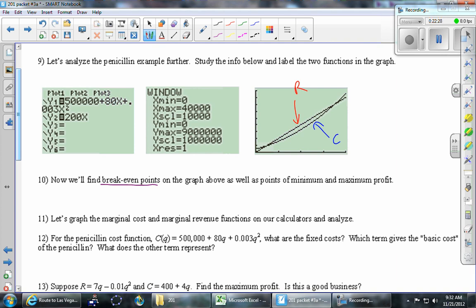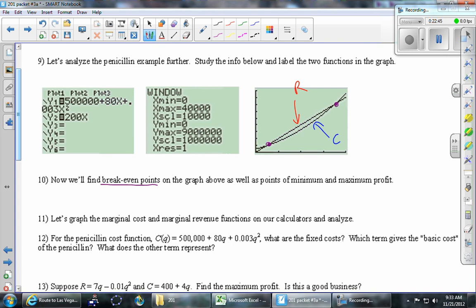It's where these things cross each other. Because if the revenue exactly matches the cost, then your profit is 0. So the break-even points are here and here. I'll underline in purple right there. So those are the break-even points, easy enough to grab.